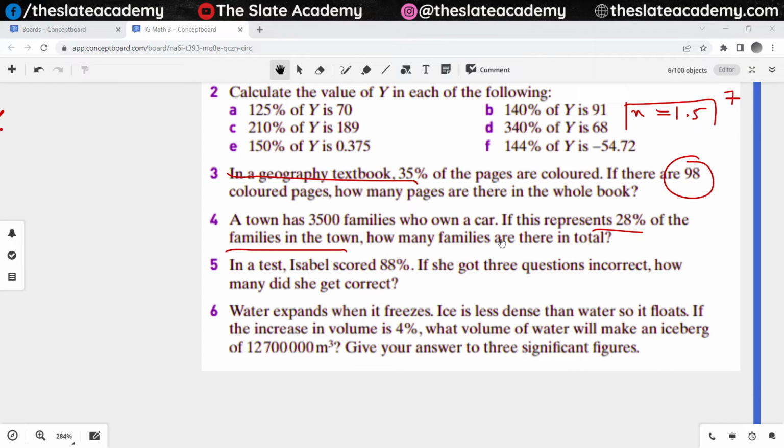If 12% is 3 questions, then each question is... 22. So Sir Arman is saying she got 22 questions correct. That's what you're saying, Sir Arman?